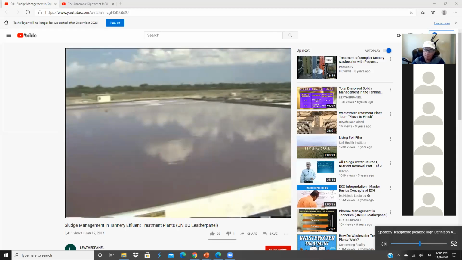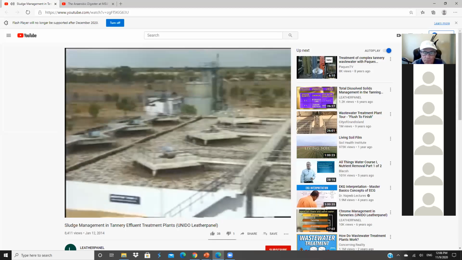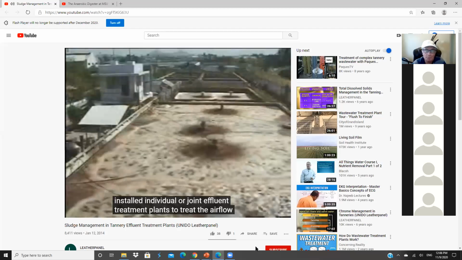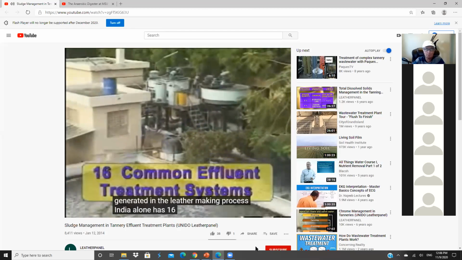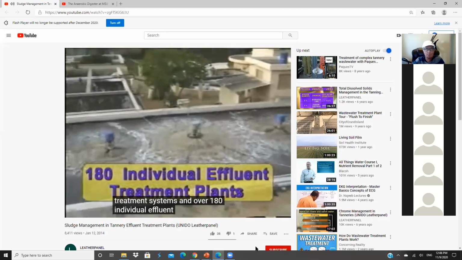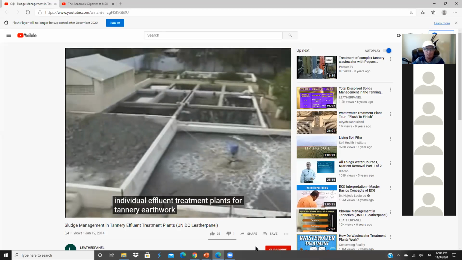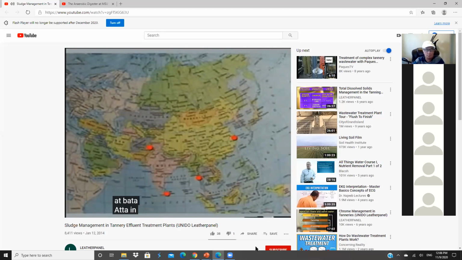Over the past decade, tanners in many countries of Southeast Asia have installed individual or joint effluent treatment plants to treat the effluent generated in the leather-making process. India alone has 16 common effluent treatment systems and over 180 individual effluent treatment plants for tannery effluent. Large common treatment plants have also been set up near Shanghai in China and at Samut Prakarn in Thailand. Another is under construction in Kasur near Lahore, Pakistan, and yet another is to be set up at Bata Atta in Sri Lanka.